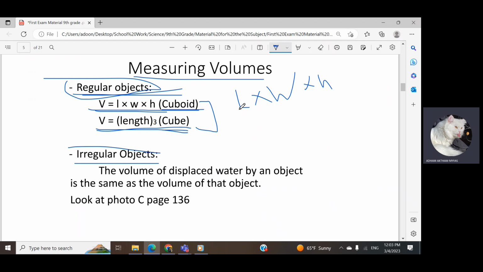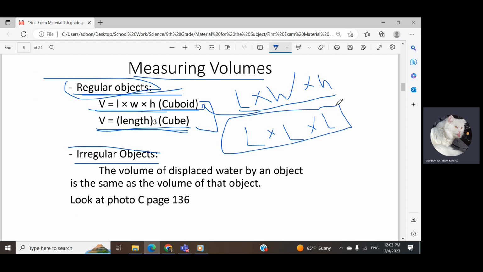and the height. We can see from here that this is for the cuboid, but it's also for the cube. The difference is that for the cube, it has the length multiplied by the length multiplied by the length. Why, Mr. Adham? Because they have the same value, the same measurement, they are the same. So that's the difference between the cuboid and the cube.